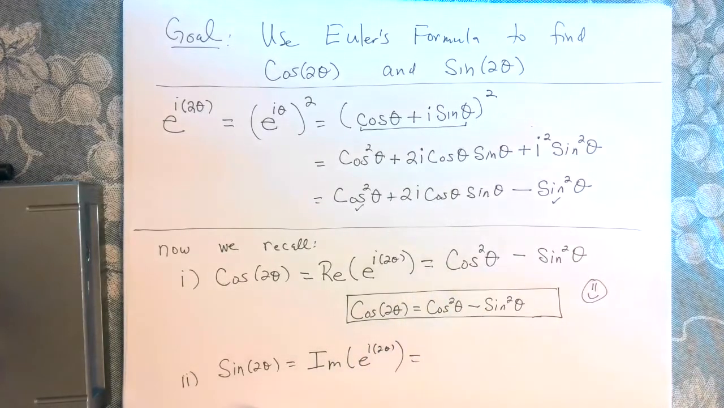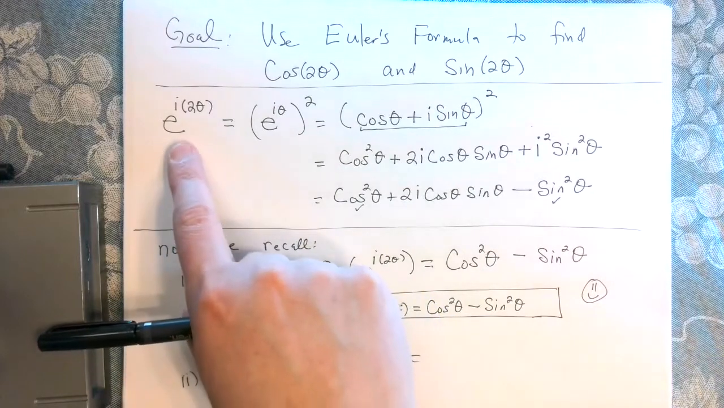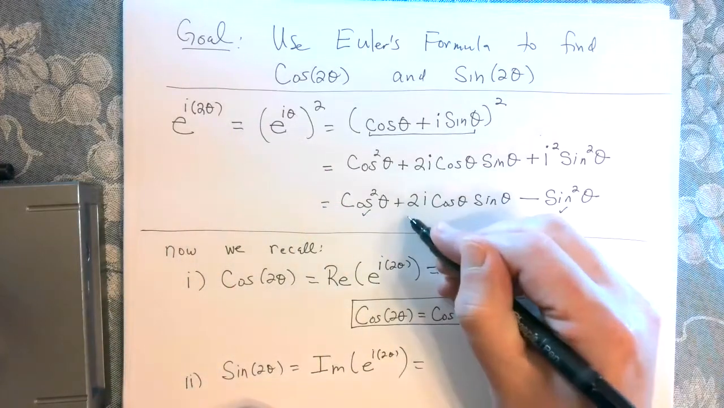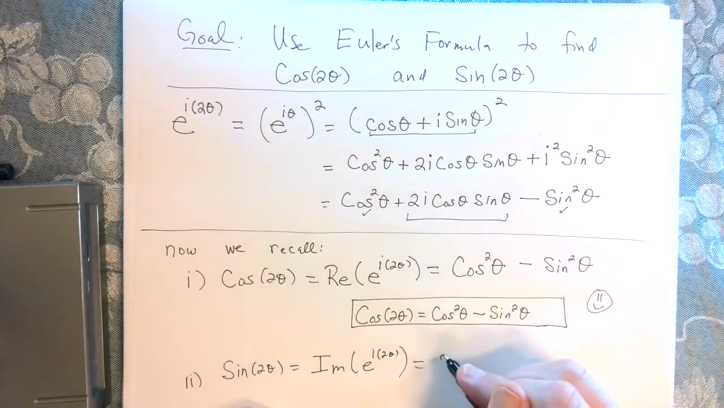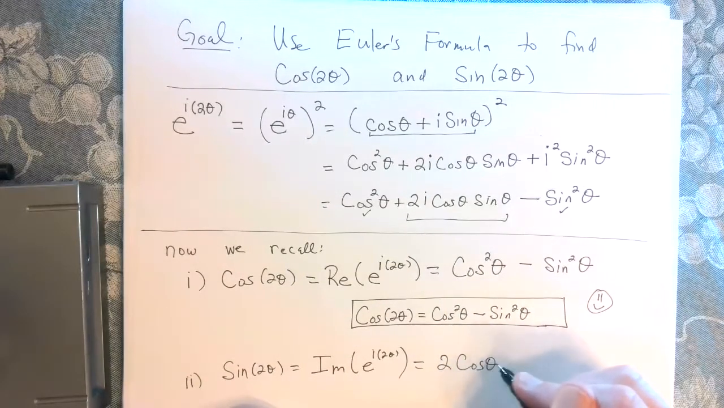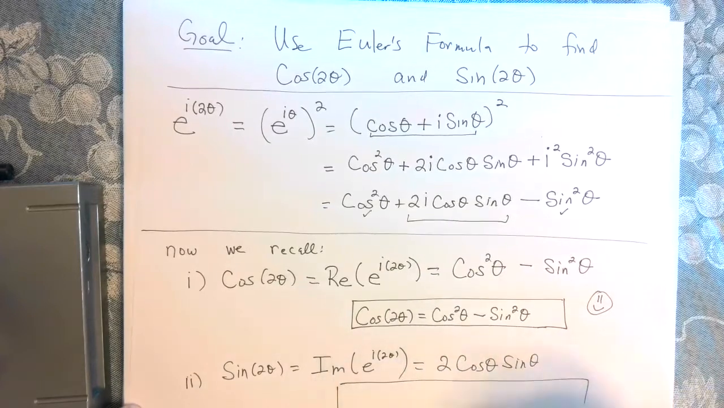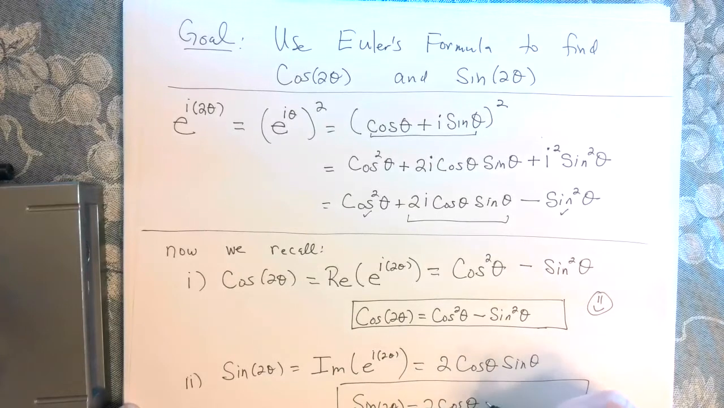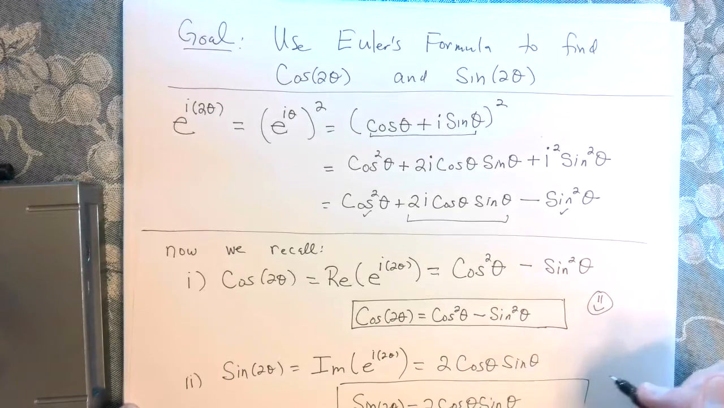But what is the imaginary part? Well, the imaginary part of e to the i 2 theta is here without the i. So that'll be 2 cosine of theta sine of theta. So there's your double angle formula for sine. So cool. Truly a beautiful formula is Euler's formula.